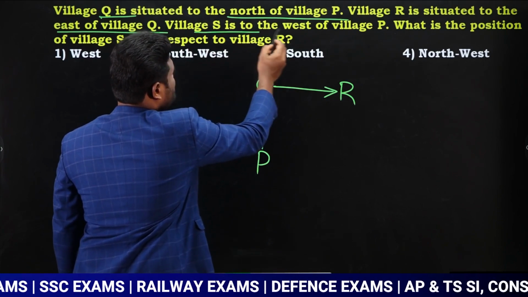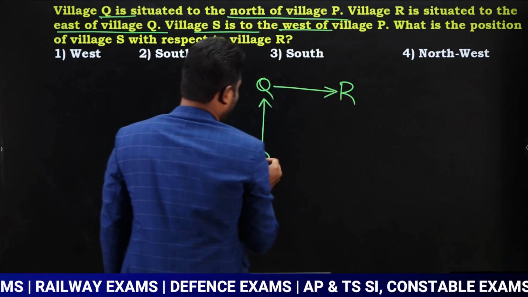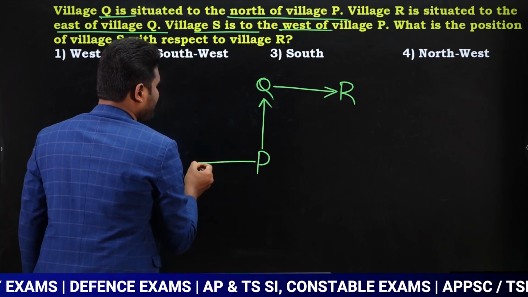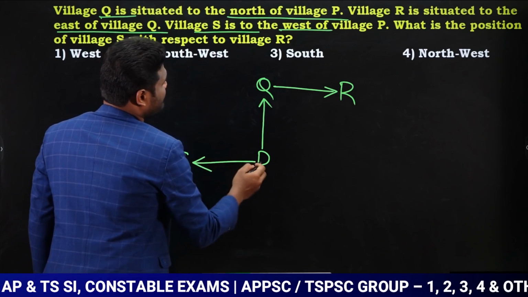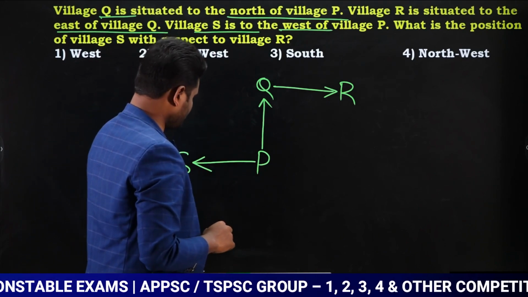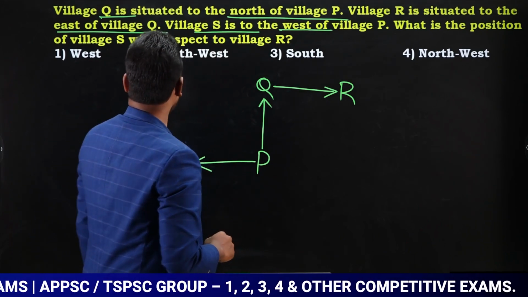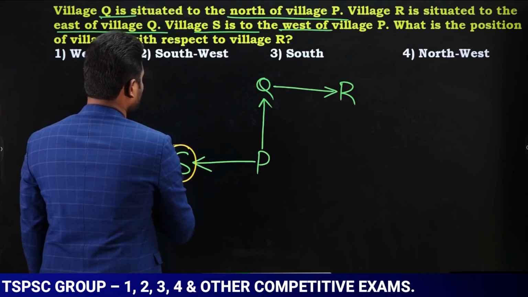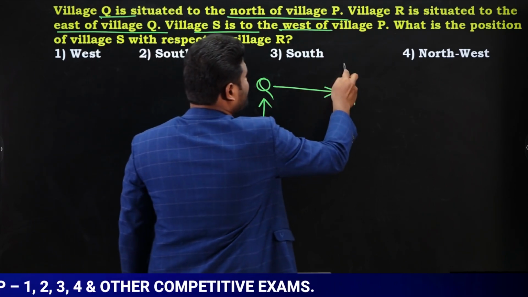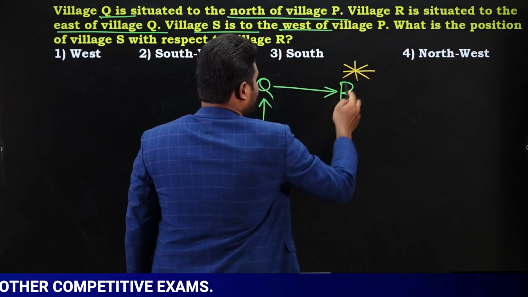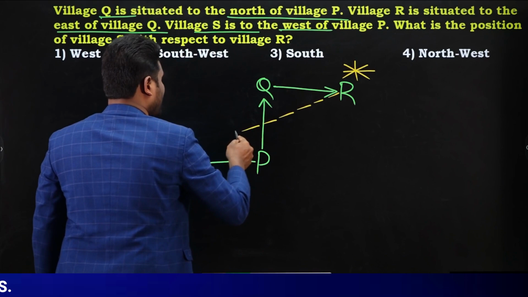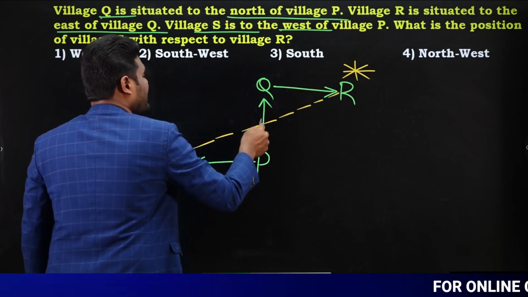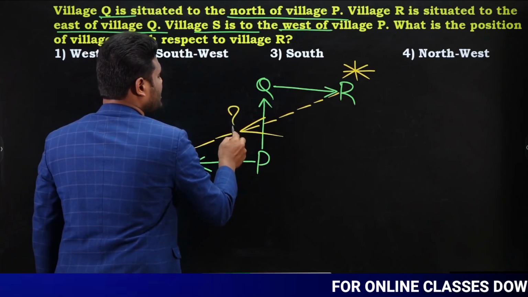Village S is to the west of village P. Now this is village P. For village P, west is S. Now what is our question? Our question is to know the position of village S with respect to R. With respect to R means if I look from village R, village S is in which direction? I need to know this direction, yes or no?